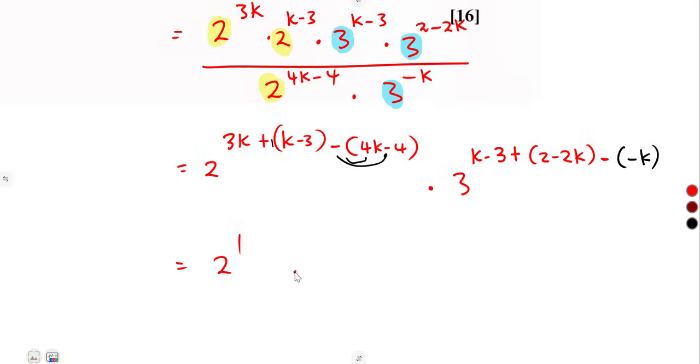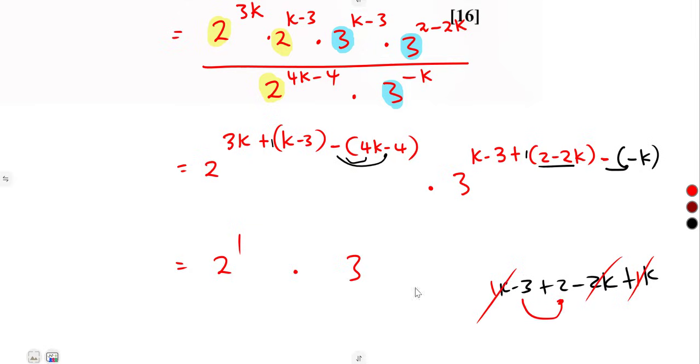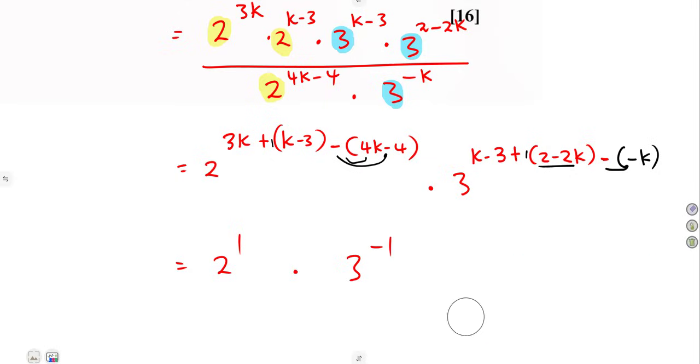Times 3 to the exponent of what? We do the same thing. This is k minus 3. This is 1. Expand the bracket, it just remains as it is, 2 minus 2k. Minus and minus, that's a positive. So you're going to add 1 and 1. That's going to be 2k minus 2k. As you can see, the k was going to cancel, and you remain with minus 3 plus 2, which is minus 1. All right. So that was it, guys.